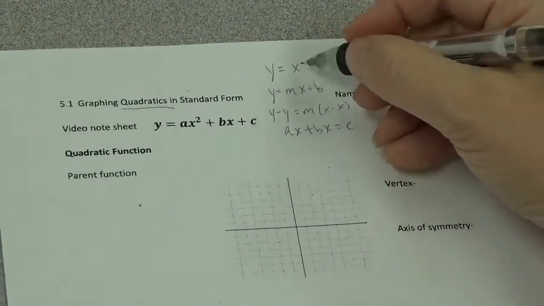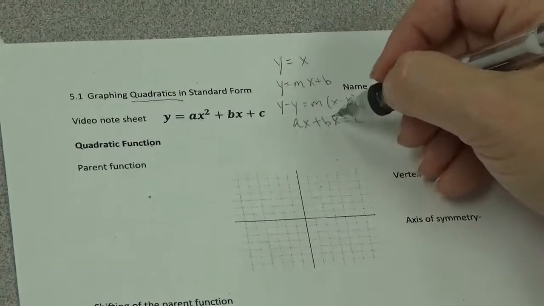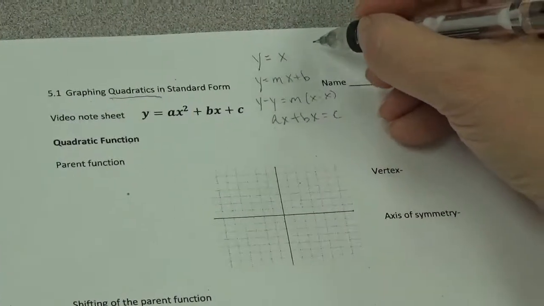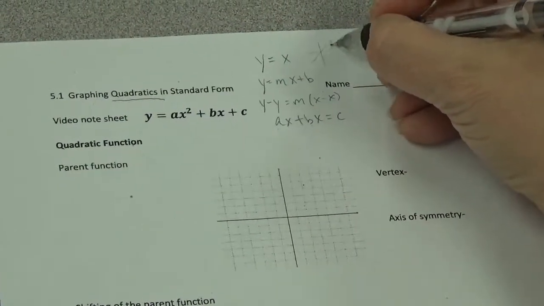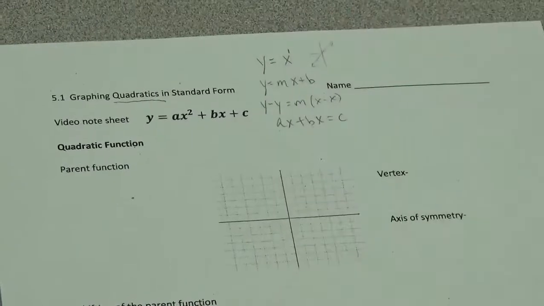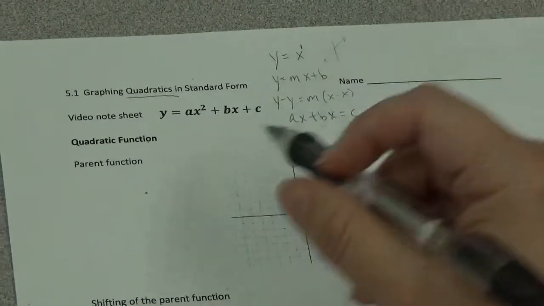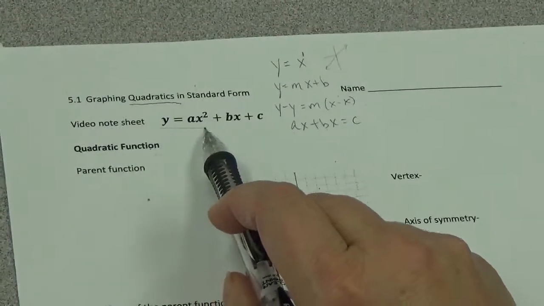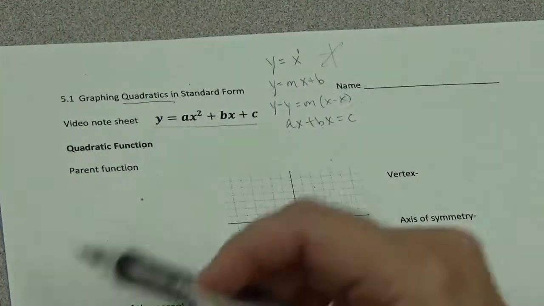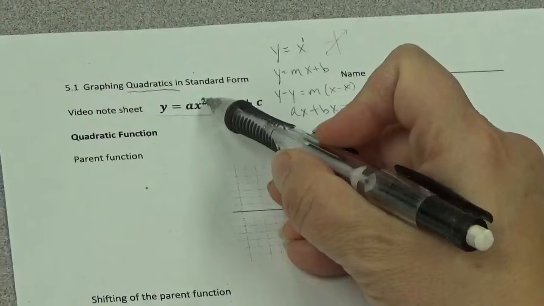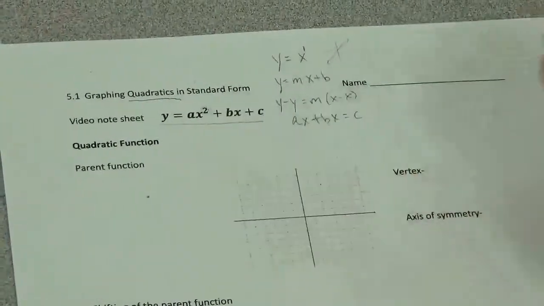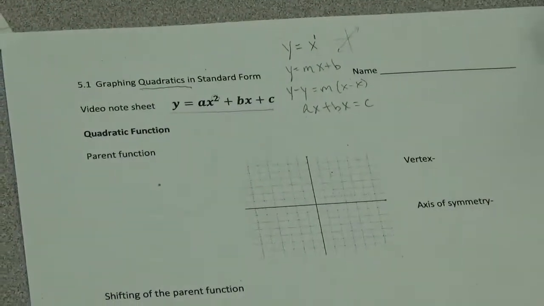But these are all forms of linear, and the reason that they're linear is because when you graph them, they make a line and they have an x to the first power. But in this unit, we're going to talk about quadratics. So if you'll notice the standard form for quadratics, with the x comes a squared. So anytime we see x squared, we're going to know we're dealing with a quadratic function.